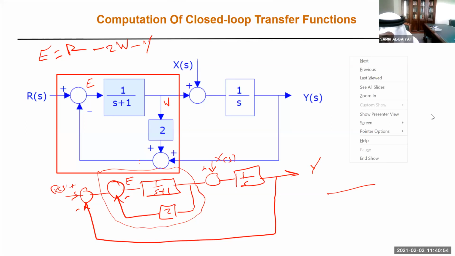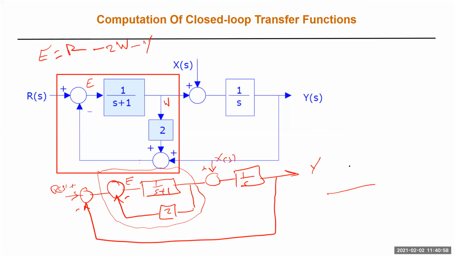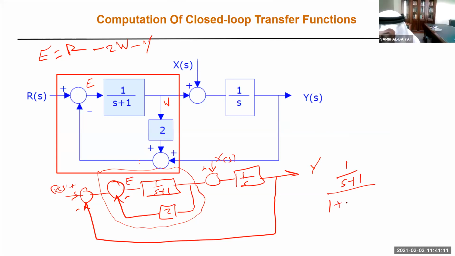No, let's reduce this feedback block. The gain of the feedback block is going to be, I want to reduce it into 1 block, 2 multiplied by 1 over S plus 1, over 1 plus the multiplication times 1 over S plus 1, which is equal to 1 over S plus 3.